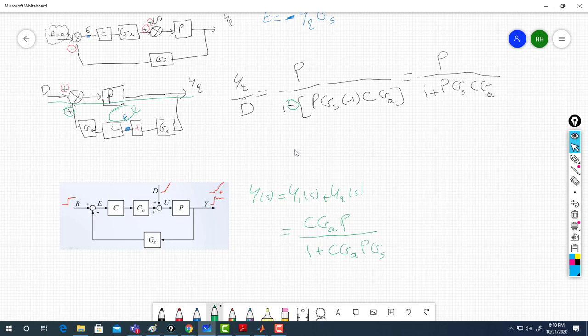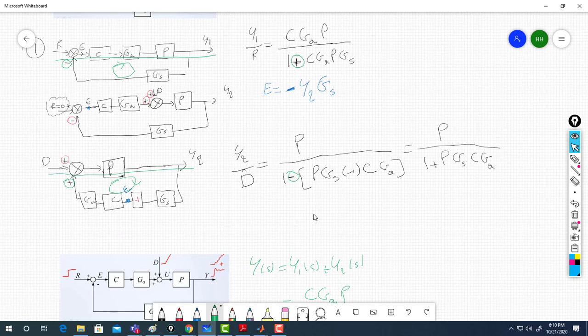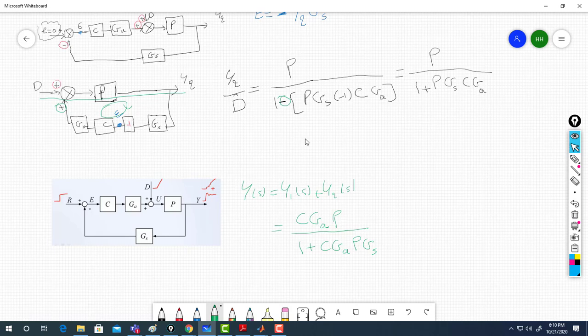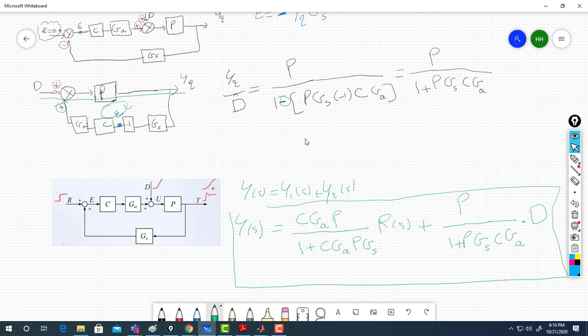Okay, so I get it from, so that's y1, let's check it one time, times r of s, plus y2 of s, is P over 1 plus PGSCGA times d. So then that's your y of s. And this kind of question we ask in the exam, like find y of s.